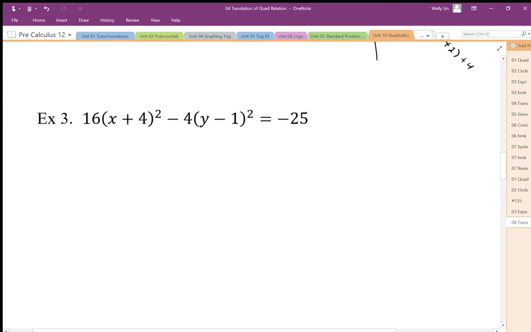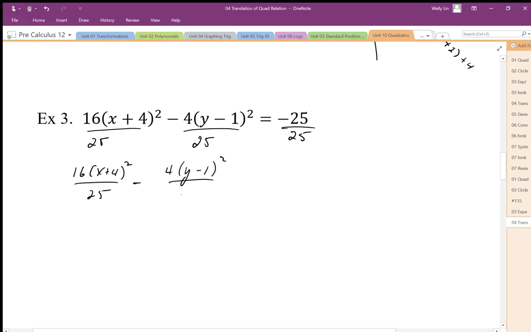Okay, so this one here is already in the x squared minus y squared form, so I think I might leave that as a negative. Okay, so I'm going to divide by 25, divide by 25, divide by 25. So I'm going to end up with 16 times (x plus 4) squared over 25 minus 4 times (y minus 1) squared over 25 equals negative 1.